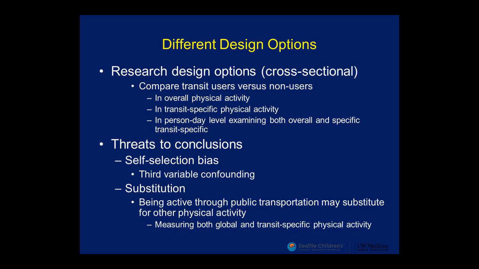And finally, with cross-sectional studies, we also are concerned about the possibility of substitution of certain types of physical activity for other types of physical activity. I walk to and from the bus today, so maybe I'm not going to go to the gym or go on my usual walk, my post-dinner walk around my neighborhood. And that would be maybe not a detriment to overall physical activity, but there'd be a substitution there that we would worry about.